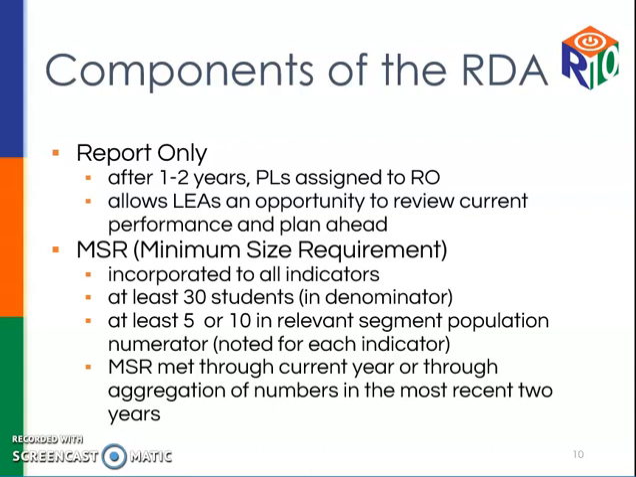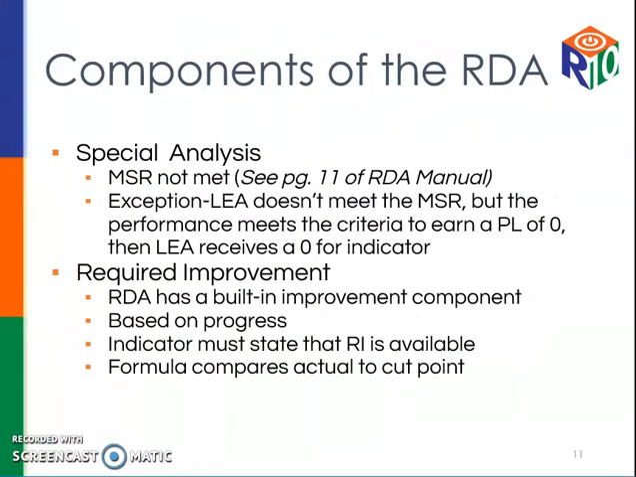The MSR met through current year or through aggregation of numbers in the most recent 2 years. Special analysis is applied if the MSR is not met. Please see page 11 of the RDA manual. There is an exception. The LEA doesn't meet the MSR, but the performance meets the criteria to earn a PL of 0, then the LEA receives a 0 for the indicator.